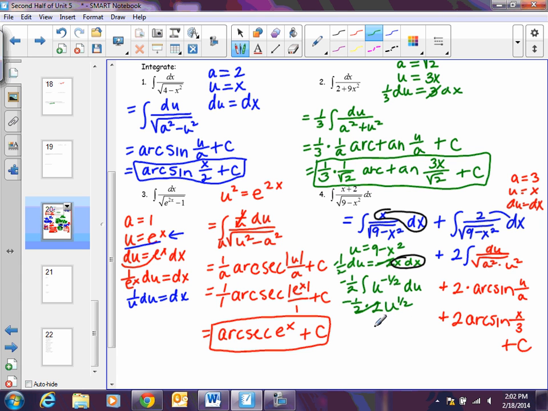Okay, so this makes it negative 9 minus x squared to the 1/2. And then there's your answer right there. So that's a little bit more work. So my question is, how are you going to know to do this? How are you going to know to split this up into 2 pieces?